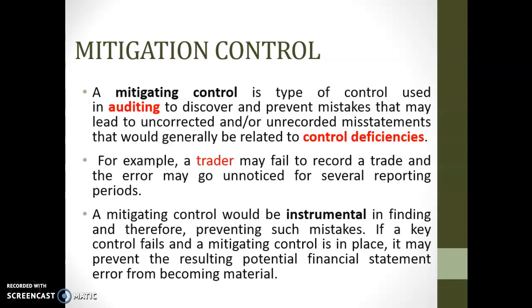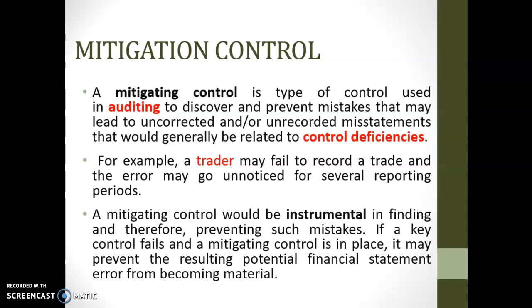Next one, okay, we will continue about the mitigation control. So, mitigation control is a type of control used in auditing. When we do the IT audit especially, we need a mitigating control because we need to discover and to prevent the mistakes that lead to uncorrected or unrecorded misstatements that will generally be related to control deficiencies.